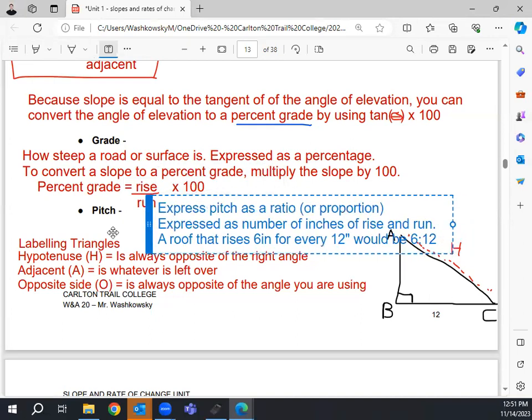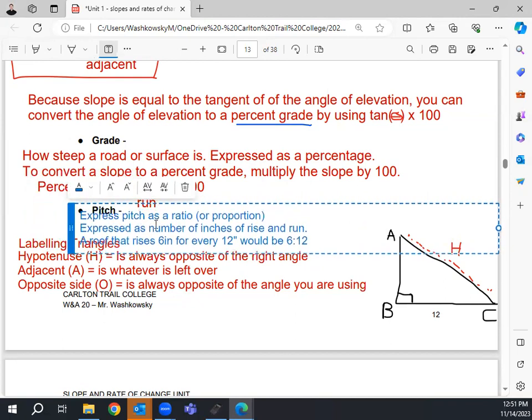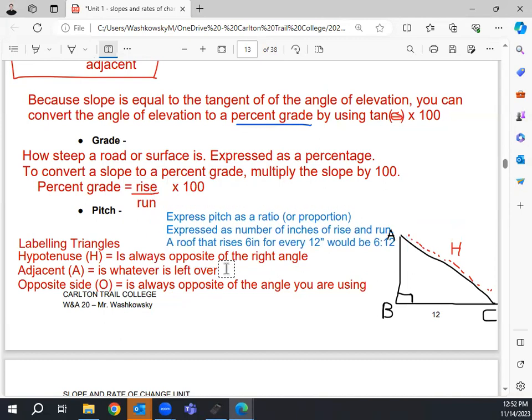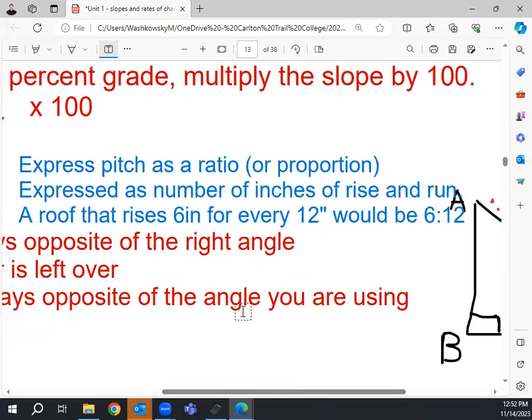Here, let me make this a little easier. Okay, let's do this instead, and I'll just zoom in. Here we go. So a roof that rises 6 inches for every 12 inches would be 6 to 12, right? You rise 6 for every 12 you run, is what that basically means.